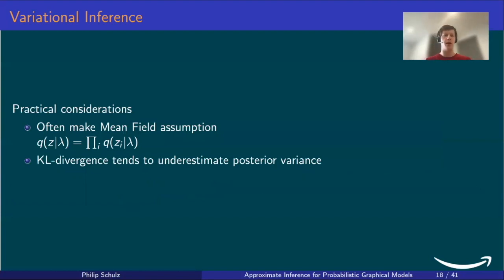Some concluding remarks on variational inference, and there are some practical considerations. In particular, oftentimes we make a mean field assumption, which really just means that the posterior or approximate posterior factorizes over its dimensions.